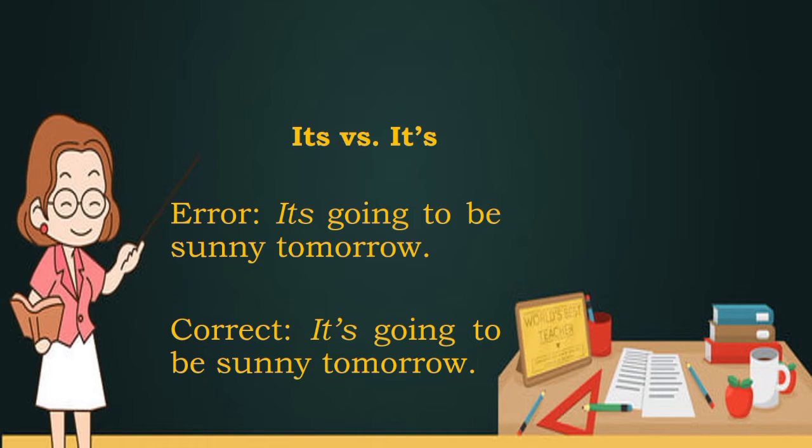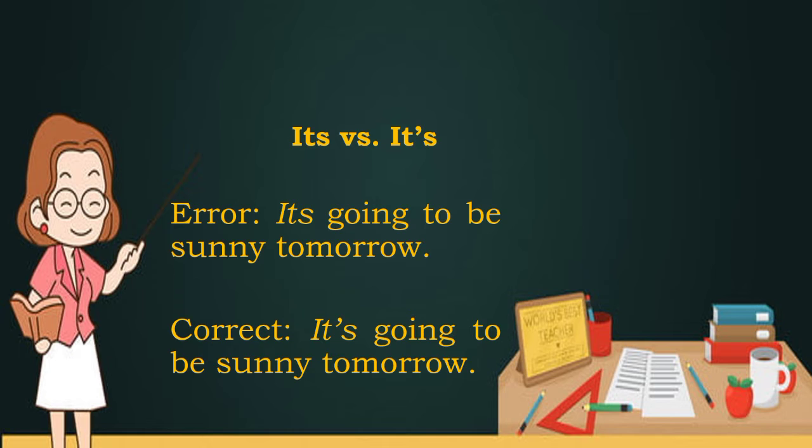For the second one, we have its versus it's. Its, without an apostrophe, is the possessive form of the pronoun it. It's, with an apostrophe, is the contraction of the words it is. So for example: Its going to be sunny tomorrow.